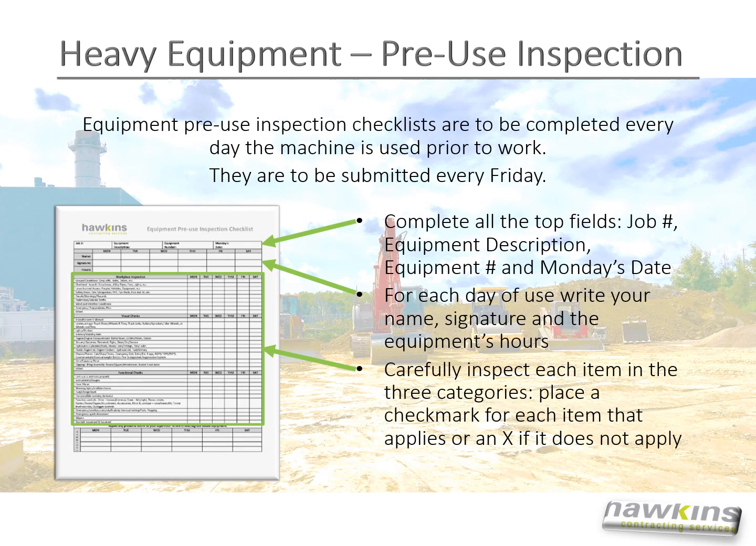Equipment pre-use inspection checklists are to be completed every day the machine is used prior to work. They are to be submitted every Friday. Complete all the top fields, job number, equipment description, equipment number, and Monday's date. For each day of use, write your name, signature, and equipment hours. Carefully inspect each item in the 3 categories. Place a check mark for each item that applies or an X if it does not apply.